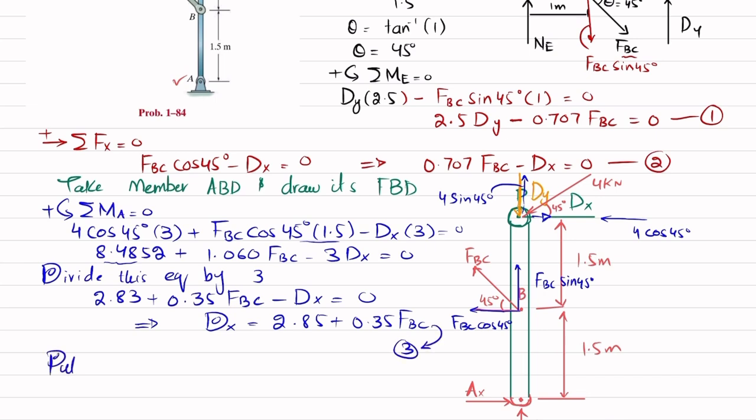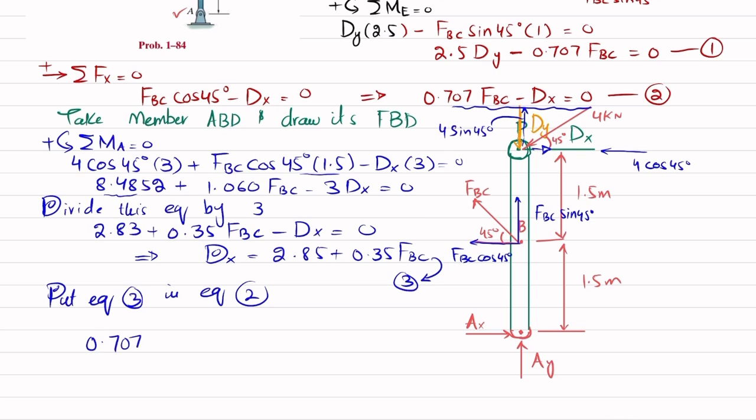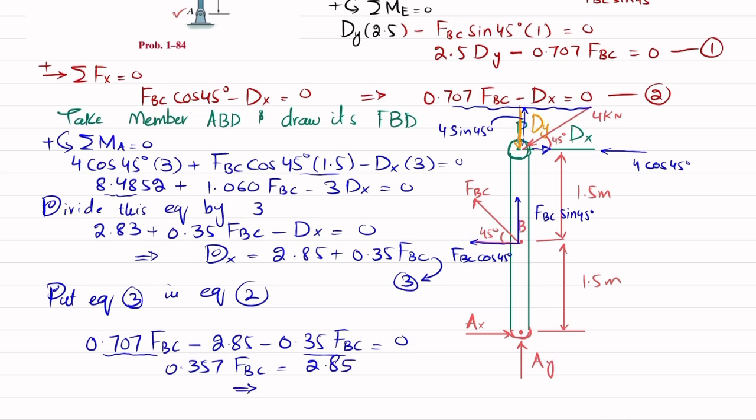So now what we will do is put equation 3 in equation number 2. This is your equation number 2. You can see this is equation number 2. So 0.707 FBC minus 2.85 minus 0.35 FBC is equal to 0. So 0.707 FBC minus this will give you 0.357 FBC is equal to 2.85. So from here you will get FBC equal to 8 kilonewton. Now you have this FBC.